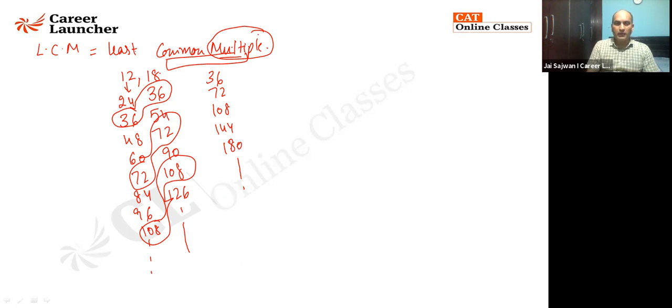Out of those common multiples, I want to find out the lowest value, the least value of them. So the least of them is 36. 36 is the smallest value which is a common multiple of these. So the LCM of the two numbers 12 and 18 will come out to be 36. That is the basic of it. Fine. So this is LCM, known as the least common multiple.